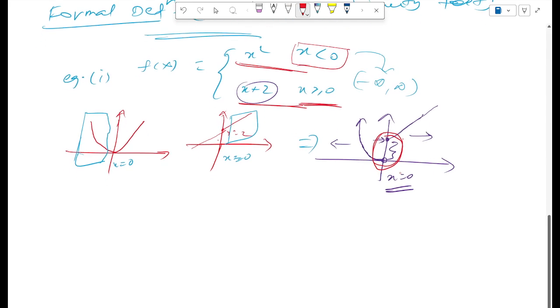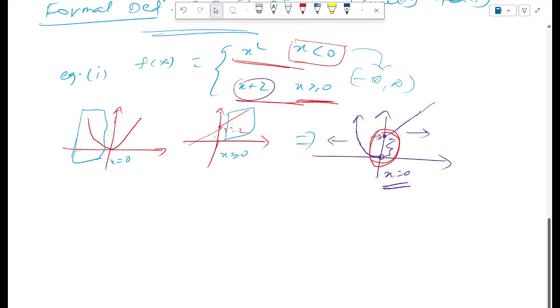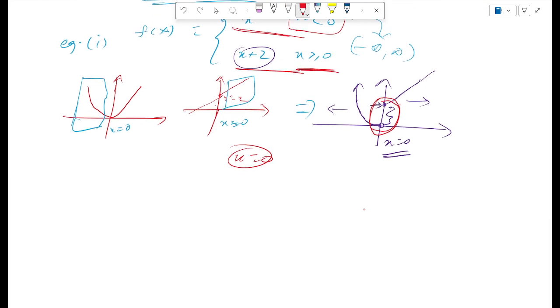But how do we find this mathematically? We plotted this graph to find the suspected point. So x equal to 0 is the only suspected point for this graph, and we will check only discontinuity at x equal to 0. How do we do that? We calculate the limit of this function at x equal to 0. Our function is defined like this: x square when x is less than 0, and x plus 2 when x is greater than or equal to 0.